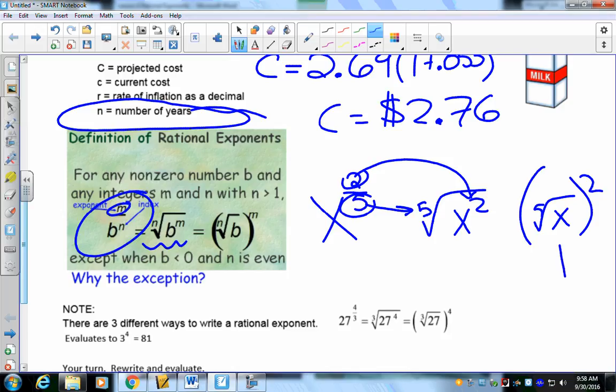But I find this method easiest. What this implies is I'm taking the root of a number first and then I'm raising it to the exponent, versus raising it to the exponent first and then taking the root. Neither is wrong or right. I just find this method easier because I'm breaking this down to a smaller number first and then raising it to a power, as opposed to raising it to a power, so bigger number first, and then taking a root. I just find this way more manageable to work with, but it's up to you.